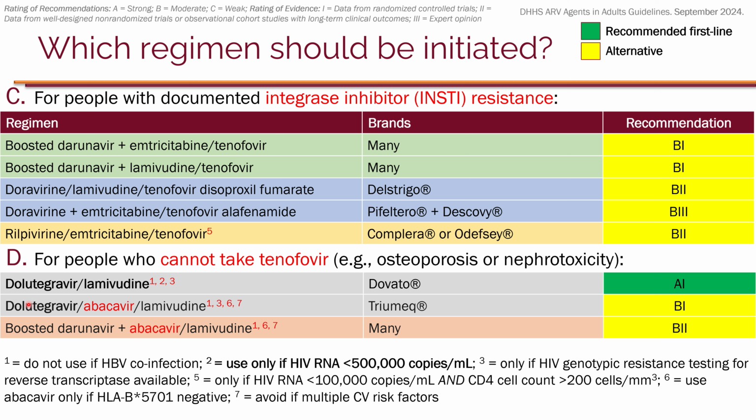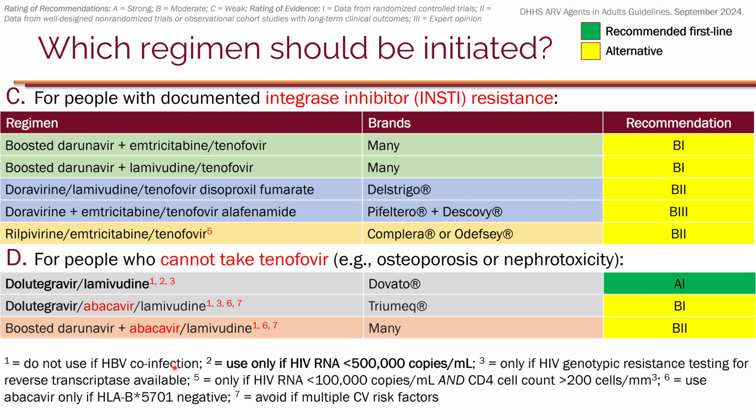Other available options are dolutegravir, abacavir, and lamivudine. So this essentially doesn't have tenofovir, but the two backbones include abacavir. Now, in order to use abacavir, it is important for patients to have a test called HLA-B5701 in order to safely start. So if the result of this test is not available, we cannot start abacavir.